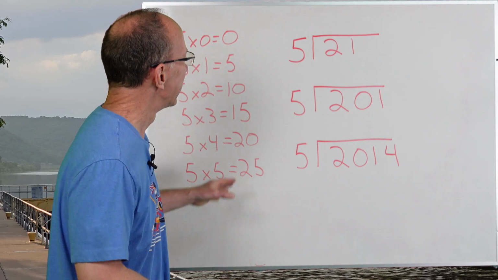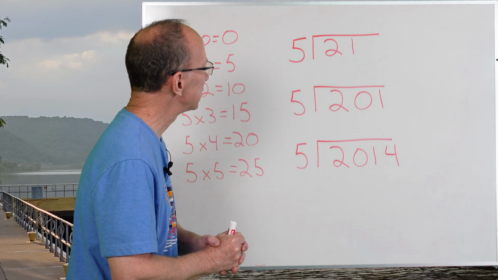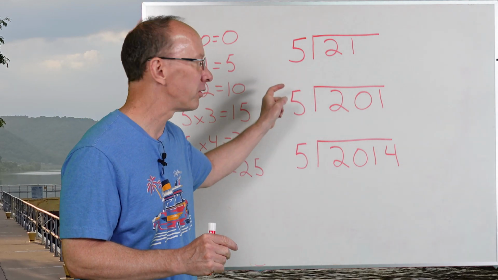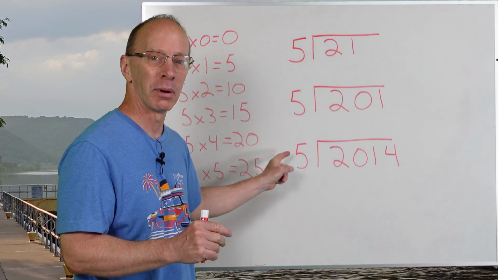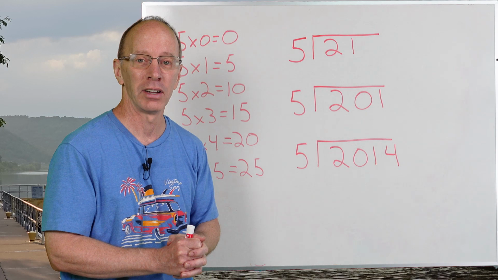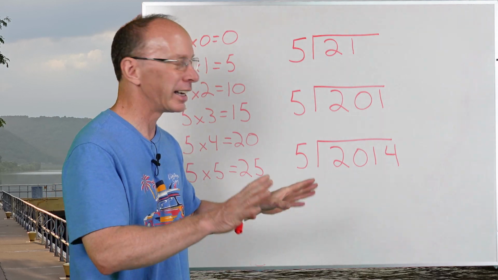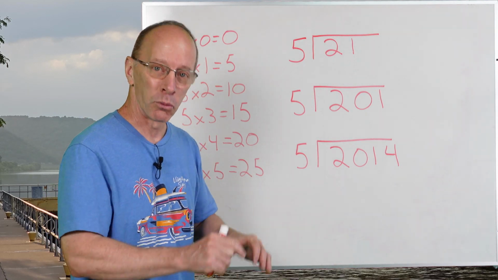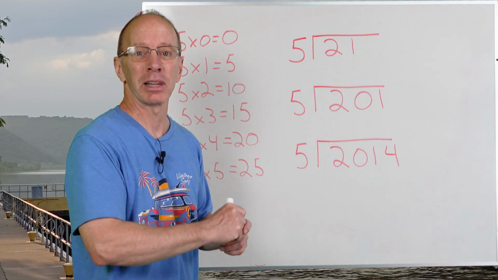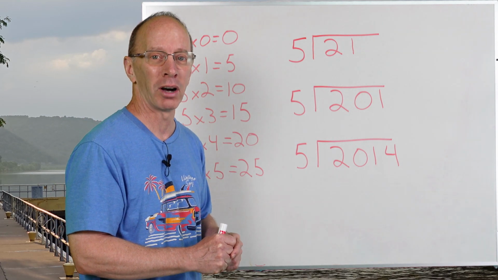All right, let's begin. I have some very challenging division problems right here. I have 21 divided by 5, 201 divided by 5, and 2014 divided by 5. What I want you to do right now is go ahead and pause the video and then work on these three problems, and then when you're ready to check it with me, hit the play button. All right, so go ahead and pause the video.